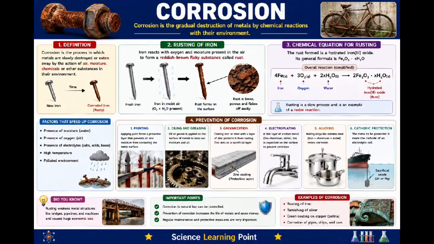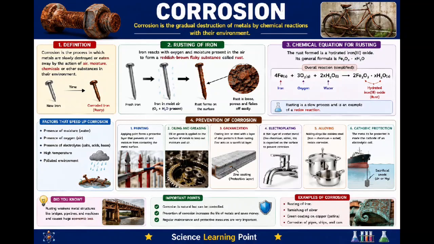Have you ever seen an old iron gate with a reddish brown layer on it? Or an old bicycle that starts to rust after being exposed to rain? That reddish brown layer is called rust, and the process that causes it is called corrosion. So what exactly is corrosion?